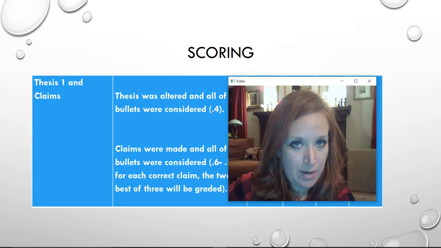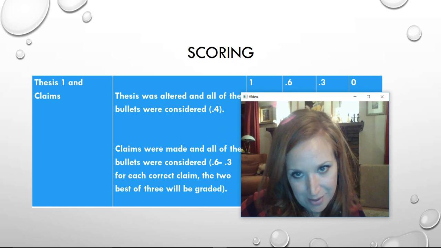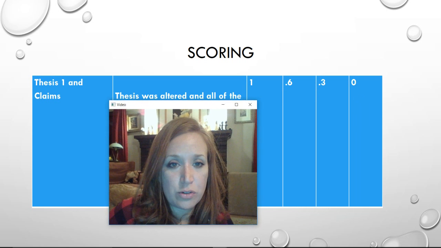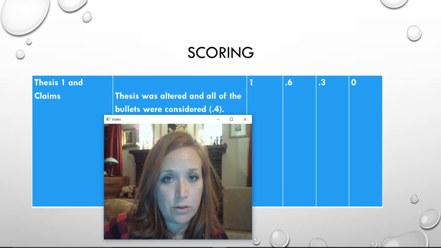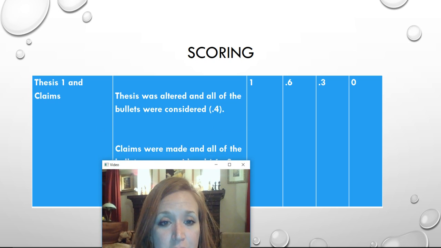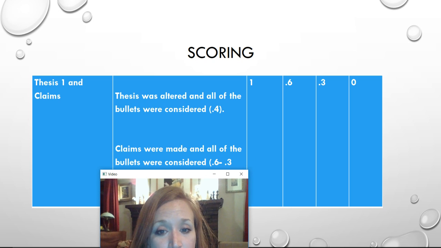How will you be graded? This is what everyone wants to know. How will I be graded? If you do a good job at altering the thesis statement, you fix it, you revise it, you find the things that are wrong with it, and you make it better, you're going to get 0.4 points. And then for every single claim that you did right, you're going to get 0.3 points.